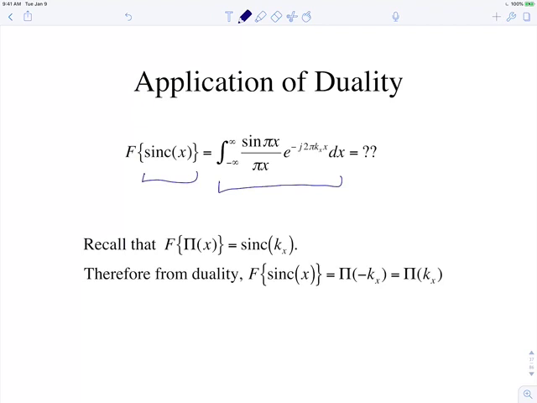I already know that rect of x goes to sinc of kx, right? And those are both symmetric functions, so I don't have to worry about minus signs. So therefore, sinc of x must just go to rect of kx. And that's all you need to do. That's probably the most useful duality to remember because it's the hardest to derive: rect goes to sinc and sinc goes to rect. So that's good to remember.